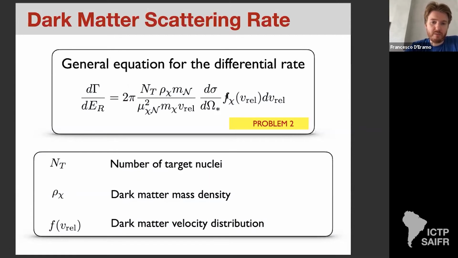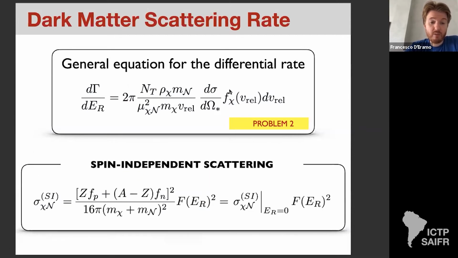I will focus here on a specific cross-section, which is the so-called spin-independent cross-section. Spin-independent cross-section is a cross-section generated by some interactions where the scattering between the dark matter particle and all the nucleons inside the nucleus interfere constructively.